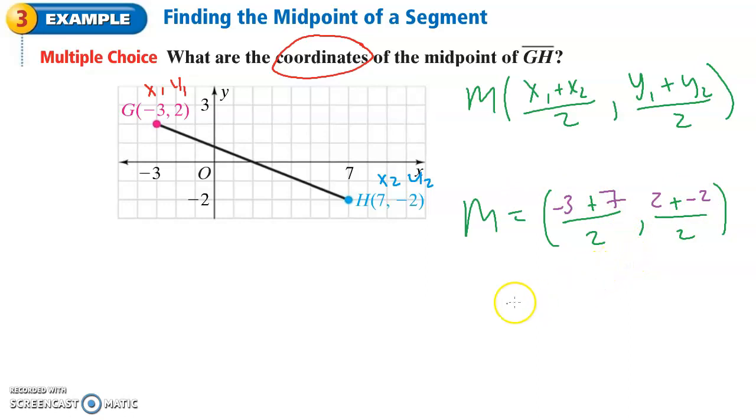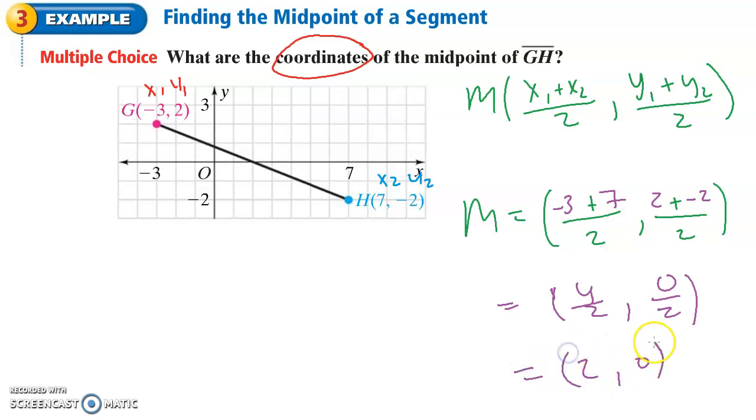So if I plug these in, I get 4 over 2 and 0 over 2, which simplify to be 2 and 0. And that's the midpoint. If I look here, the midpoint is actually 2, 0, right in the middle. So for problems like this, you're going to be plugging them in directly and using the midpoint formula.